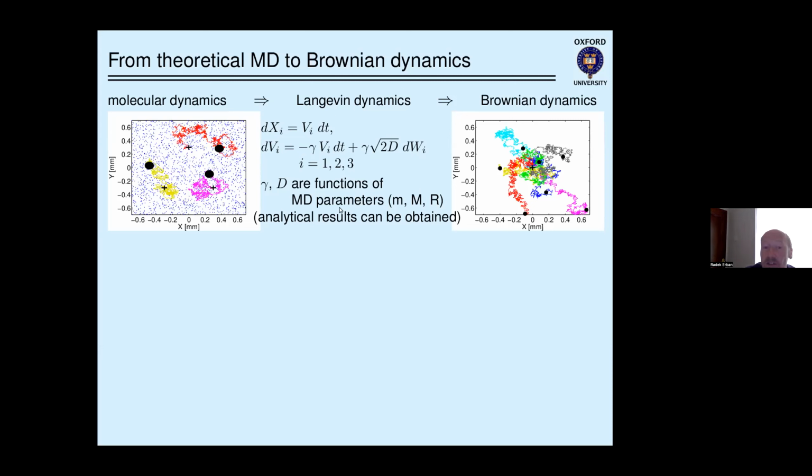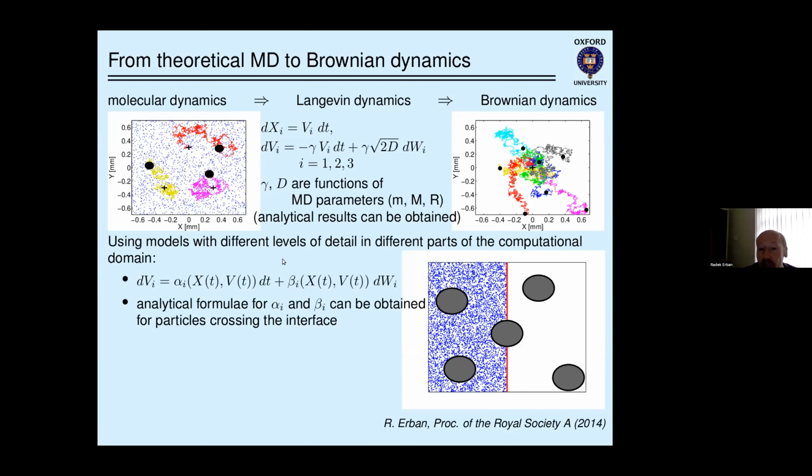And these parameters, gamma and delta, are functions of the molecular dynamics parameters, where m is the mass of the small particles, capital M is the mass of the big particles, and r is the radius of this particle. So I can obtain analytical results, and then you can ask questions on the toy model: what actually does it mean to use models with different levels of detail in different parts of the computational domain.